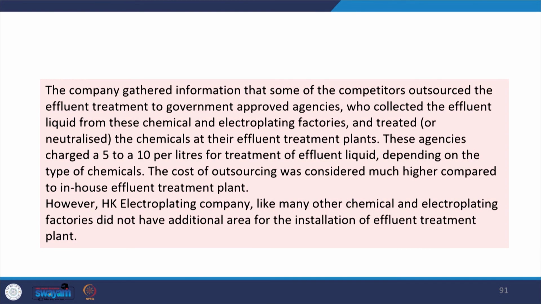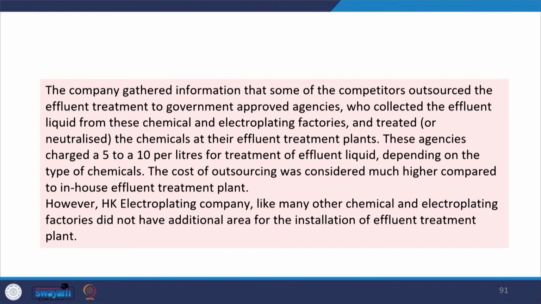The company gathered information that some of the competitors outsourced the effluent treatment to government approved agencies, who collected the effluent liquid from these chemical and electroplating factories and treated them. These agencies charged 5 to 10 rupees per liter, depending on the type of chemicals that were present in the effluent. The cost of outsourcing was considered much higher compared to the in-house effluent treatment plant.